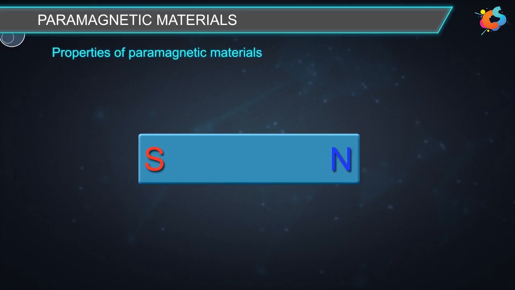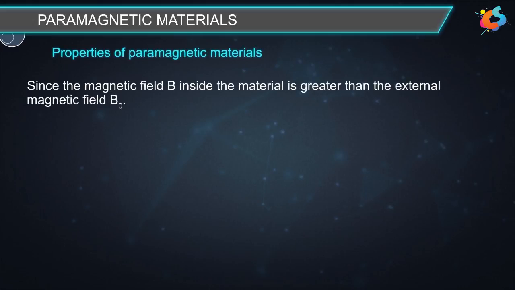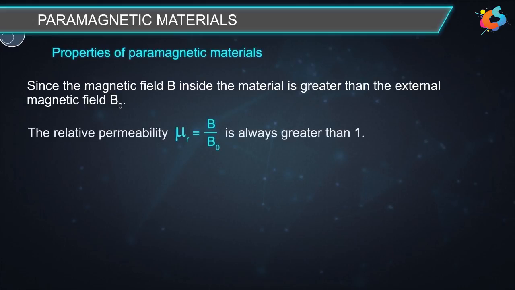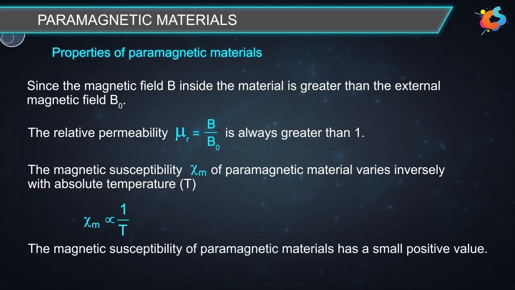The magnetic field B inside the material is more than the external magnetic field. 3. Since the magnetic field B inside the material is greater than the external magnetic field B naught, the relative permeability mu r, equal to B by B naught, is always greater than 1. The magnetic susceptibility chi m of a paramagnetic material varies inversely with absolute temperature. That is, chi m is proportional to 1 by T. The magnetic susceptibility of paramagnetic materials has a small positive value.